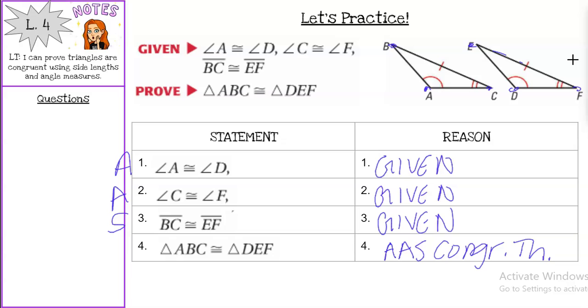And that's all the notes I have for you. Go ahead and move right on into your practice.